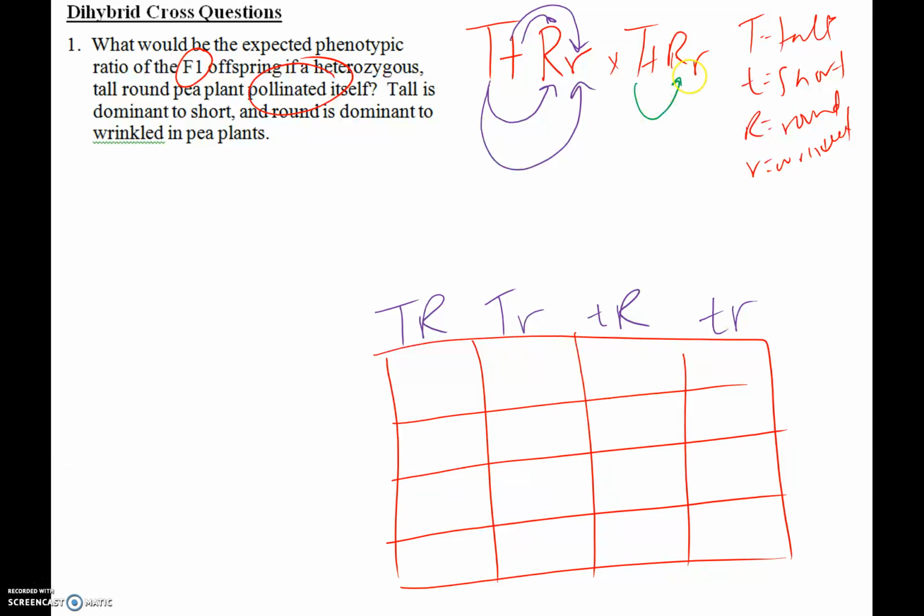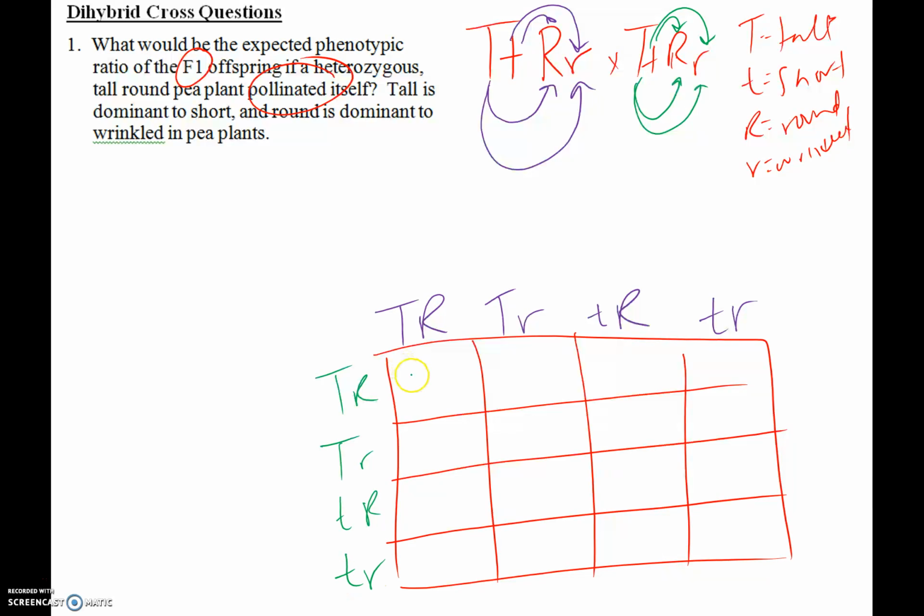A dominant T can end up with a dominant R, and then a dominant T can end up with a recessive R, all depending on how the chromosomal pairs, the homologous pairs, move to the middle of the cell when it goes to meiosis to make these gametes.